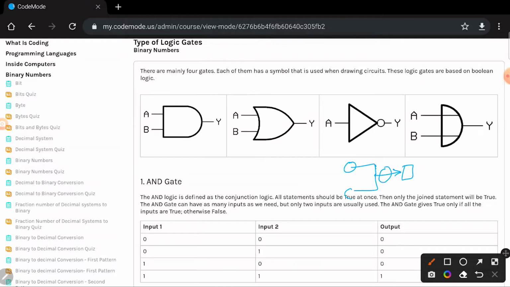This is your input, this is another input, and some logic gate here that will generate a final value. What the final value will be is based on the type of logic gate we apply here. There are 4 types of logic gates in computers. The first one is the AND gate, the second one is the OR gate, the third one is the NOT gate, and the fourth one is the exclusive OR gate.